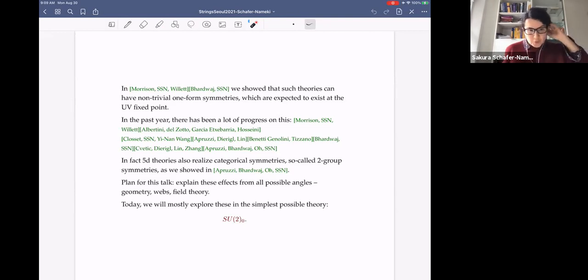Okay, so what I would like to do is, because there are many different ways of thinking about 5D, I'd like to actually explain this from all possible angles. So there are geometric people, there are more web people, more field theory people, and this is a nice place where all these methods come together. And it's actually quite striking that all of this can be discussed in the simplest theory. So SU(2) with level zero, just the simplest Seiberg theory, already has a lot of that structure. So we don't need to go into any kind of fancy theories.